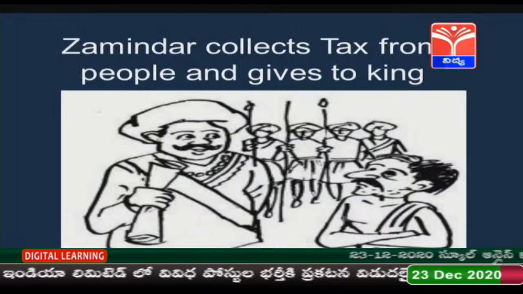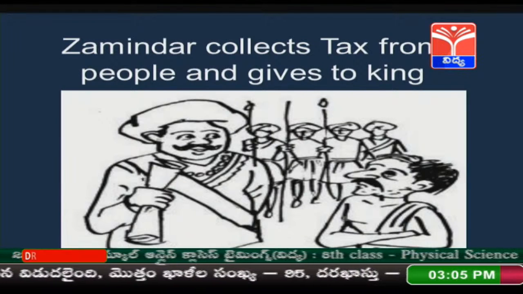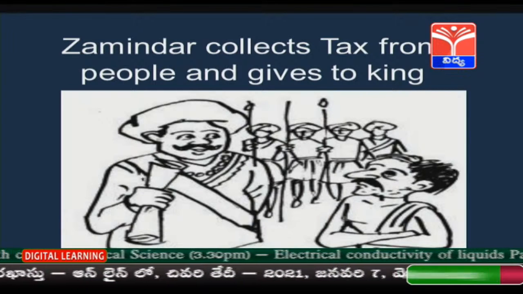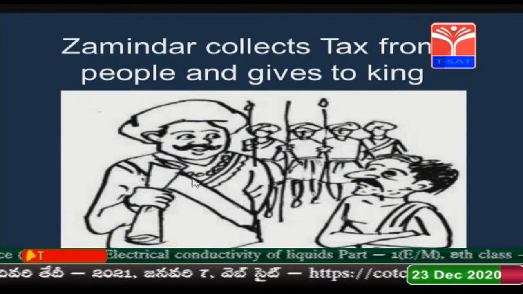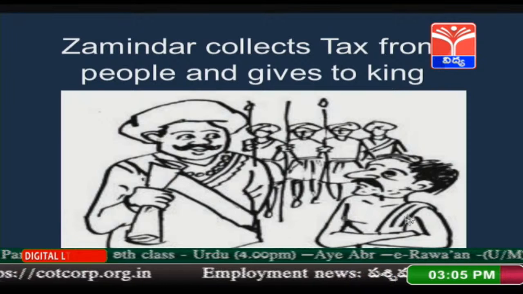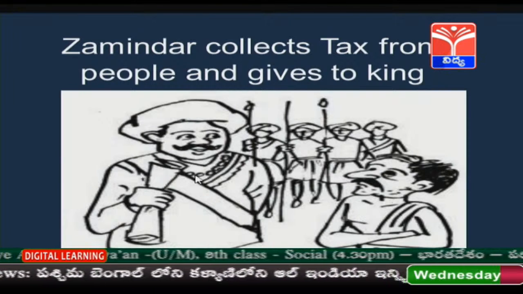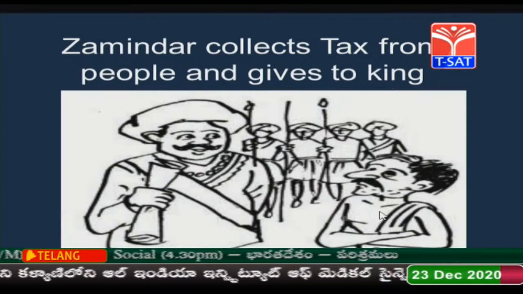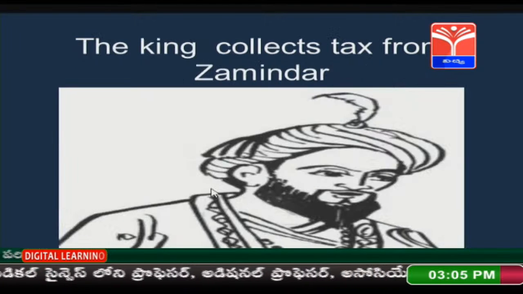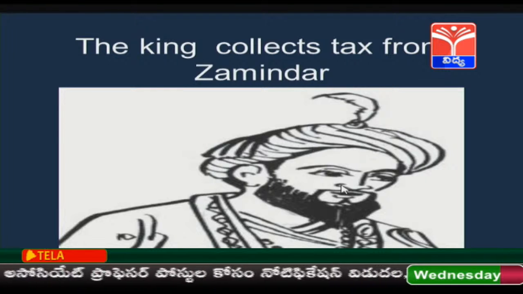Then what is the Jamindari system? The Jamindars were called for an auction to offer a higher tax amount to pay to the government. The Jamindar who pays the higher tax is empowered to collect tax from whom? From the peasants. These are the peasants. He is the Jamindar. He collects tax from the peasants. The collected tax, to whom will he give it then? He will pay it to the king or the government.